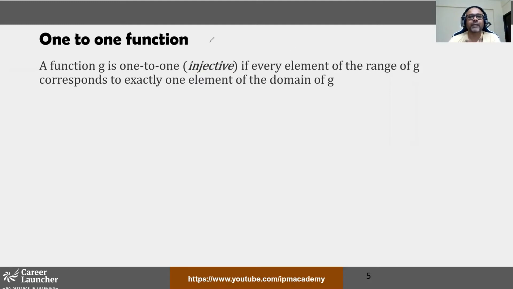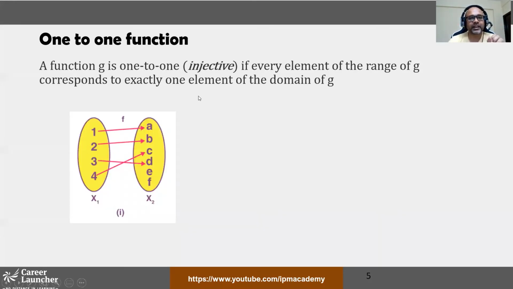I've never been a fan of textbook definitions. As long as you understand the concept, that is enough. So what exactly does it mean? It means every element of the range of g corresponds to exactly one element of the domain of g. This is a perfect example you can see here. Every element here is mapped to only one output.